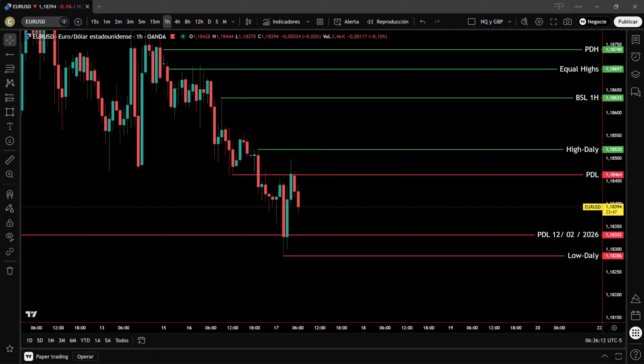London is defining the range. A sustained break of the low daily would confirm a continuation toward the next major target, while any retracement will first seek to clear the equal highs liquidity before deciding the next directional move of the day.